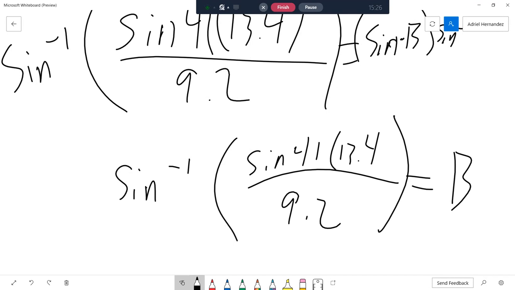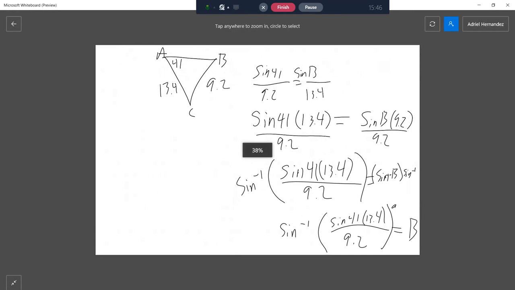In IB, they want it to 3 sig figs or the exact answer, and since they're only asking to find angle B, you can literally leave it that B equals the inverse sine of sine 41 times 13.4 over 9.2 degrees. It's a hassle for teachers to bring up the calculator and everything, so rather than reducing it and risking sig fig errors, you can just leave it like that. Pretty simple.